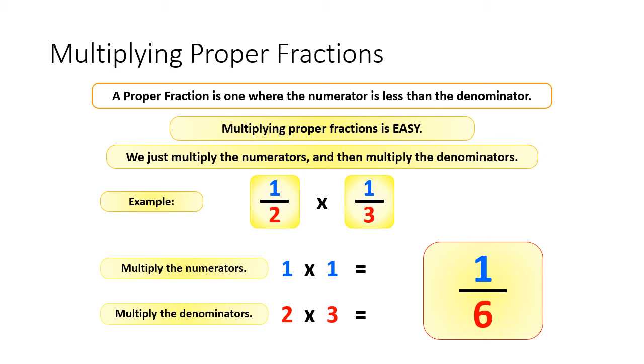So for example, 1/2 times 1/3, we multiply the numerators across. 1 times 1 is equal to 1. And we multiply the denominators across. 2 times 3 is equal to 6. Therefore, our answer is 1/6. So 1/2 times 1/3 is equal to 1/6.